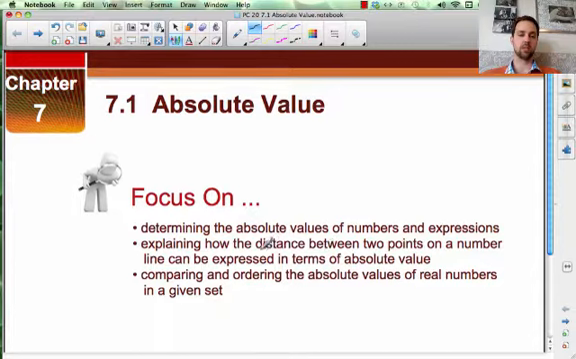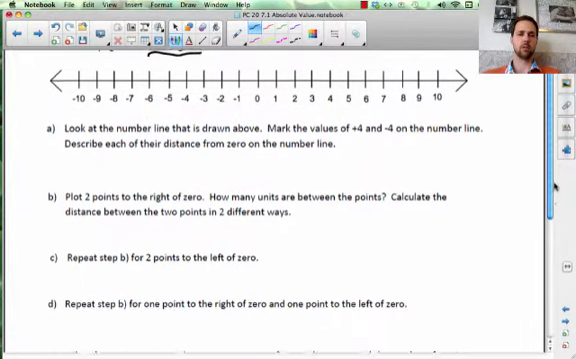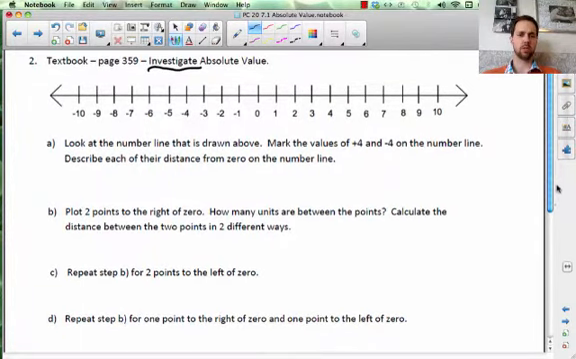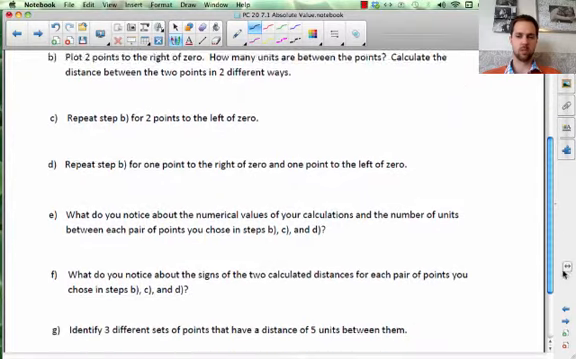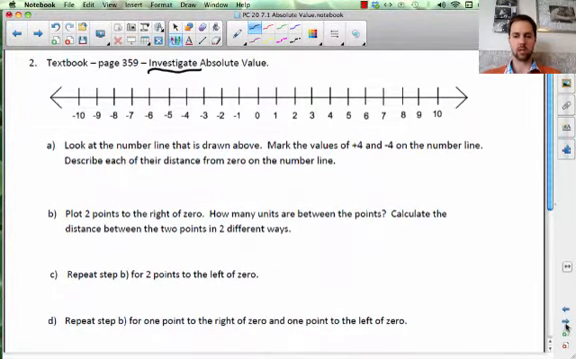So absolute value basically represents a distance. Focus on comparing and ordering the absolute values of real numbers. Okay. This is for you to do on your own. So this is an investigate. Alright, so pause the video, stop it, whatever. And I want you to go through these questions and just follow the instructions. Try to answer the questions as best you can until you get to the end.